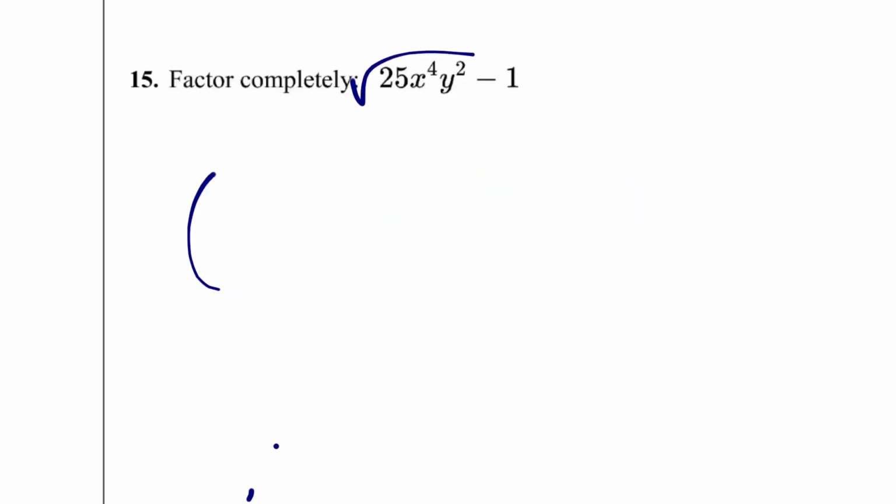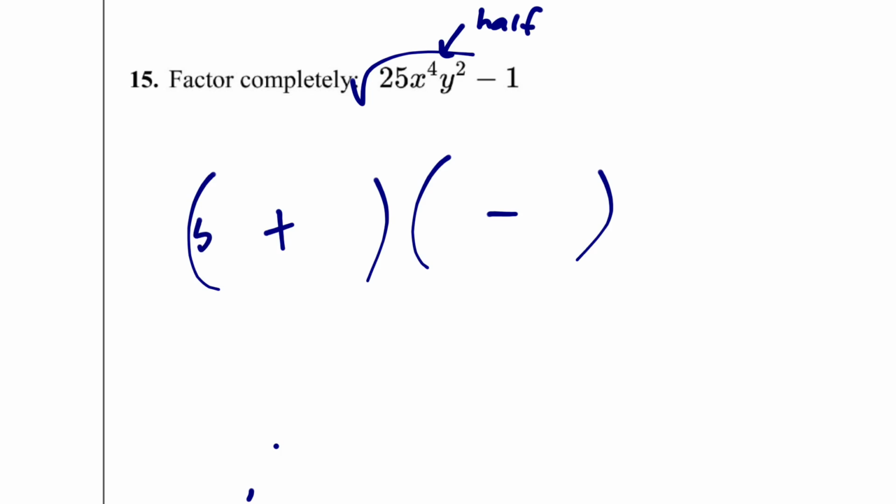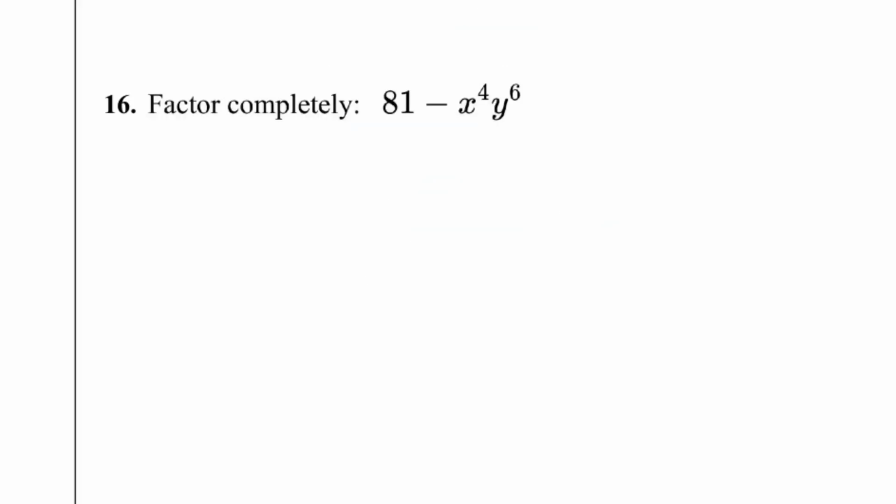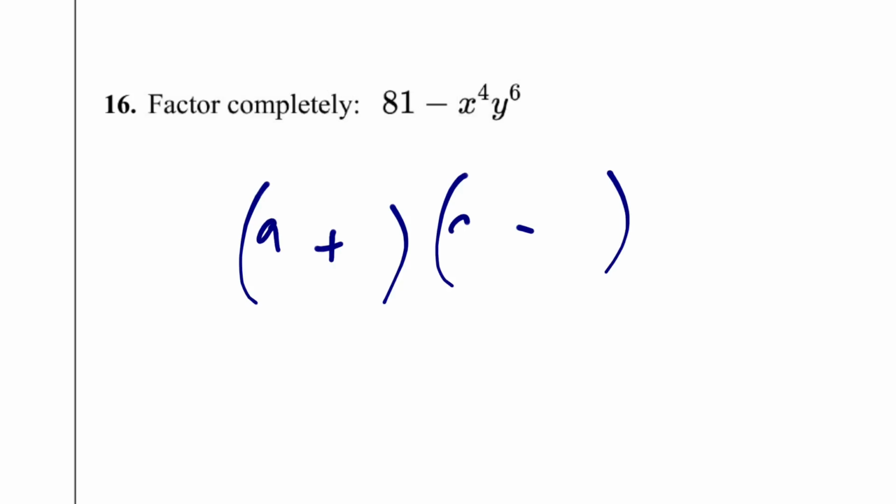When I try the same thing here, the only difference is that whenever I have an exponent like 4, I just cut it in half of its original value when I take the square root. So this is 5x squared y, 5x squared y, and this is 1 and 1. Same thing here, plus, minus, 9 and 9 for the first one. And this is x squared y cubed, x squared y cubed, because I cut those both in half.